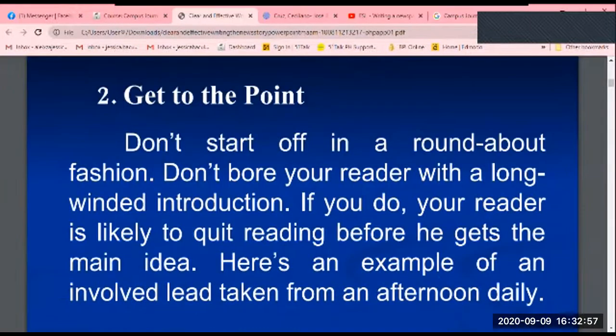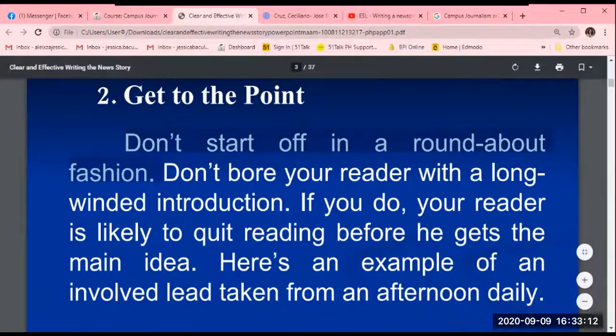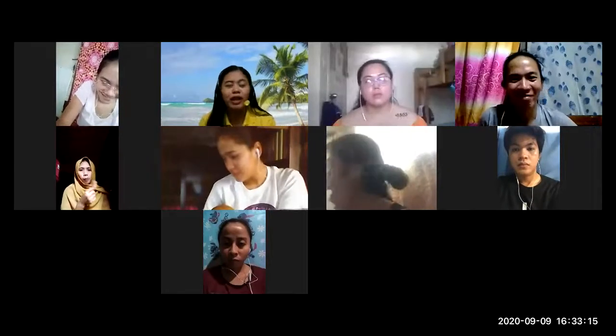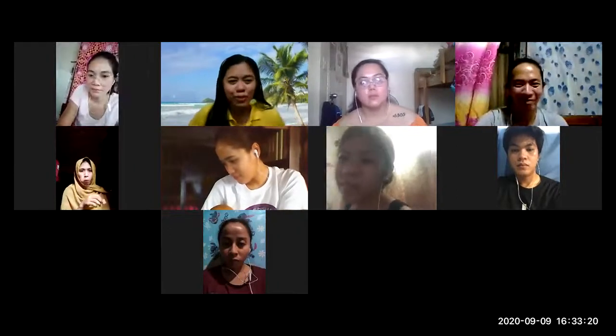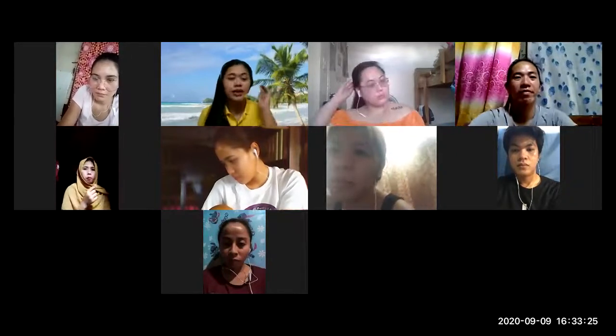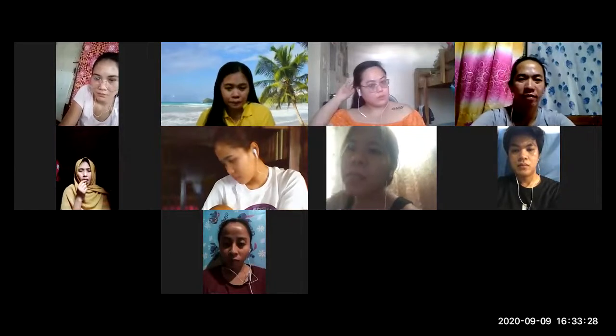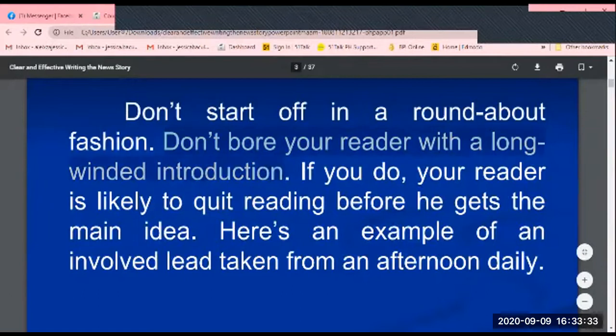Second tip on how to be creative and effective in writing your news story: don't start off in a roundabout fashion. Get to the point. Don't go on with flowery lines. Just say, I love you. Period. Like that. Don't go all around before getting to the point. So it's like that in your story. You have to be concise, straight to the point. Don't bore your reader with a long-winded introduction.